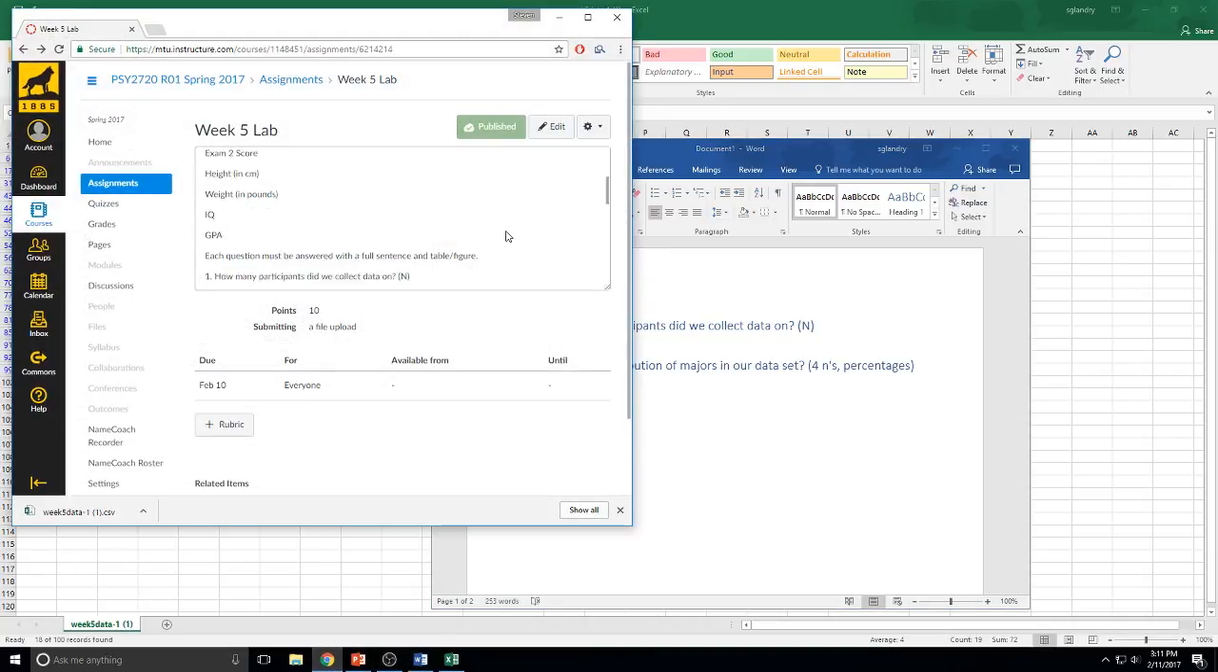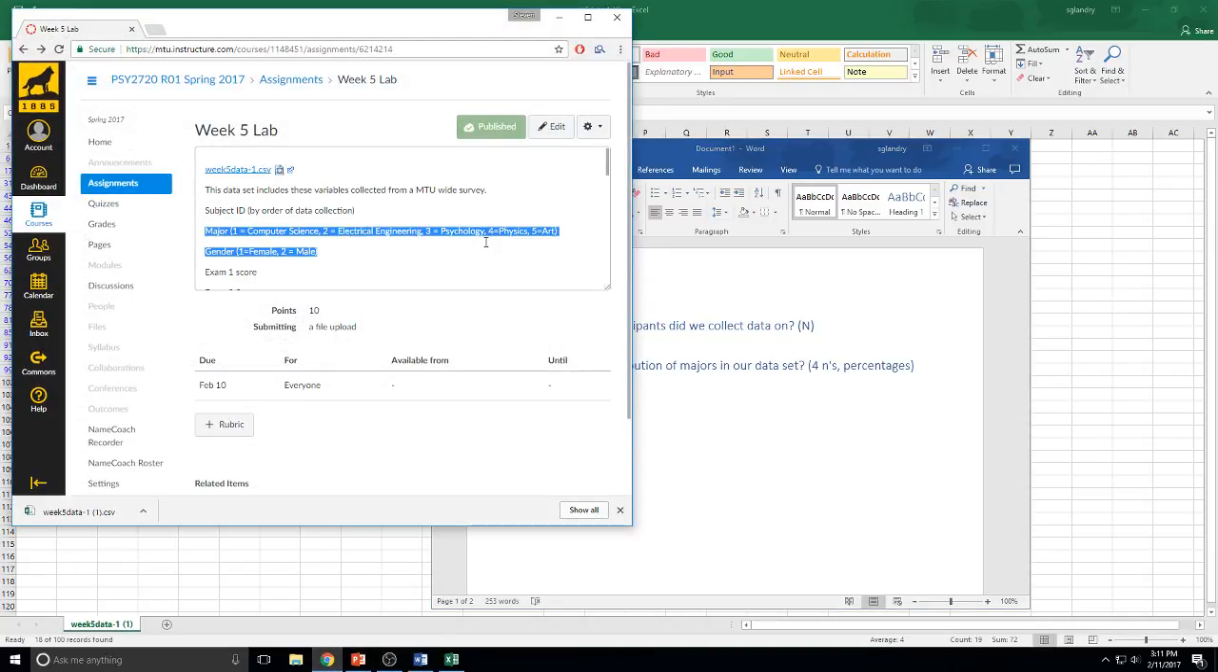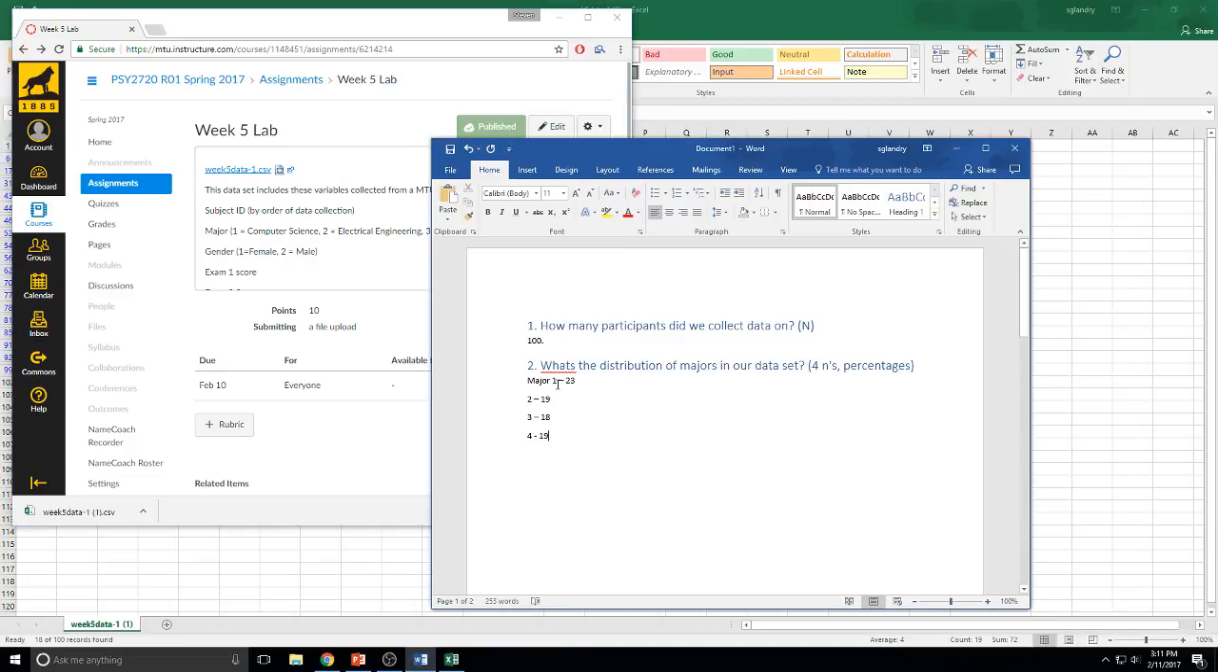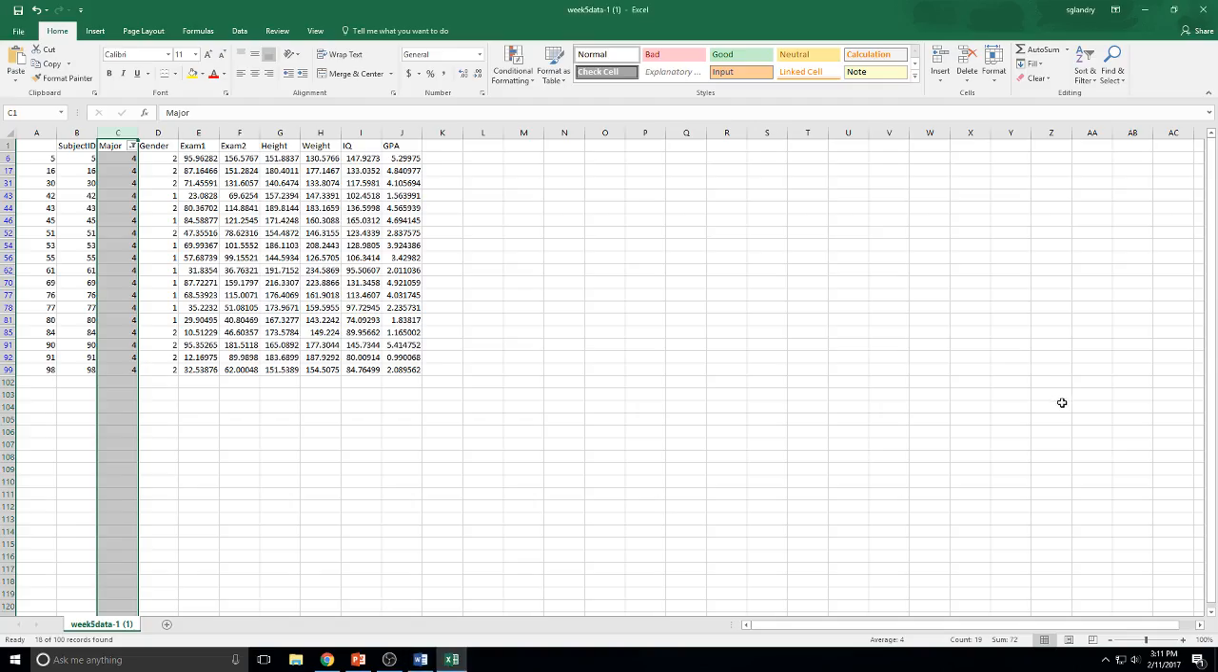And if I look in here, I describe what each major is. Computer science, electrical engineering, psychology, and then art. Alright.